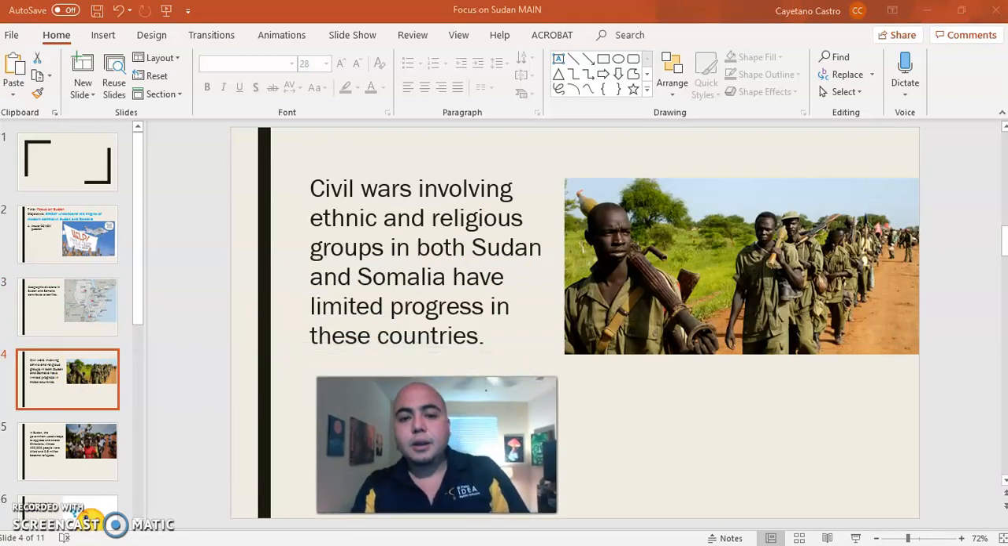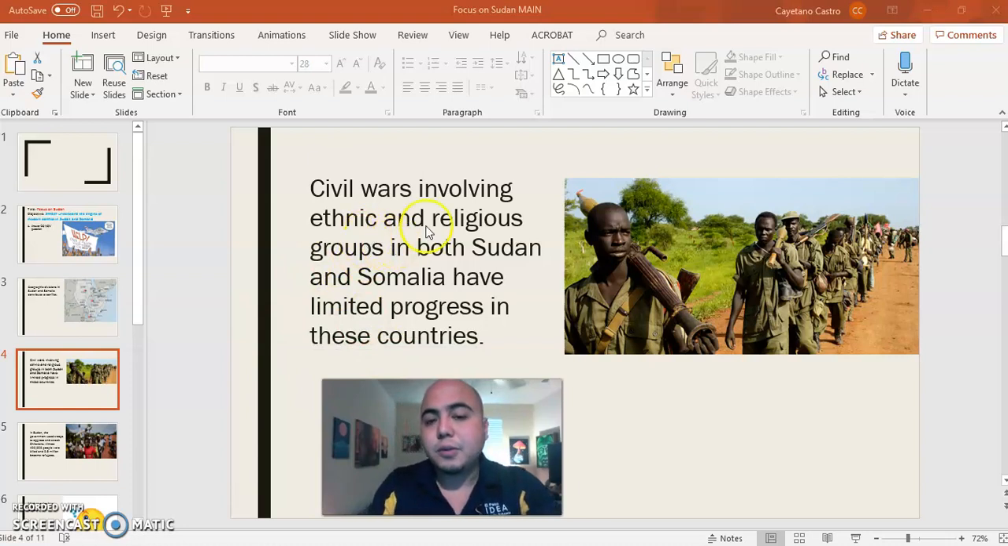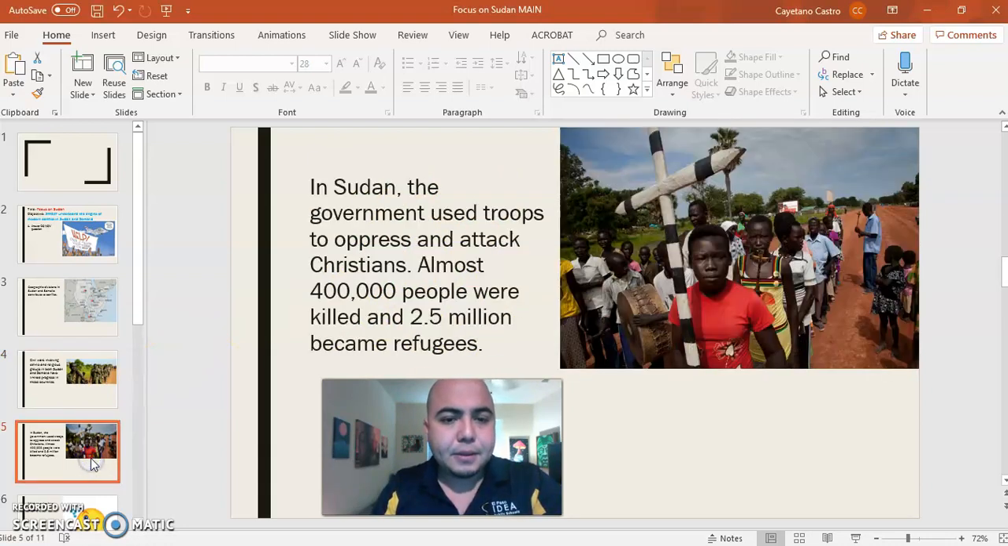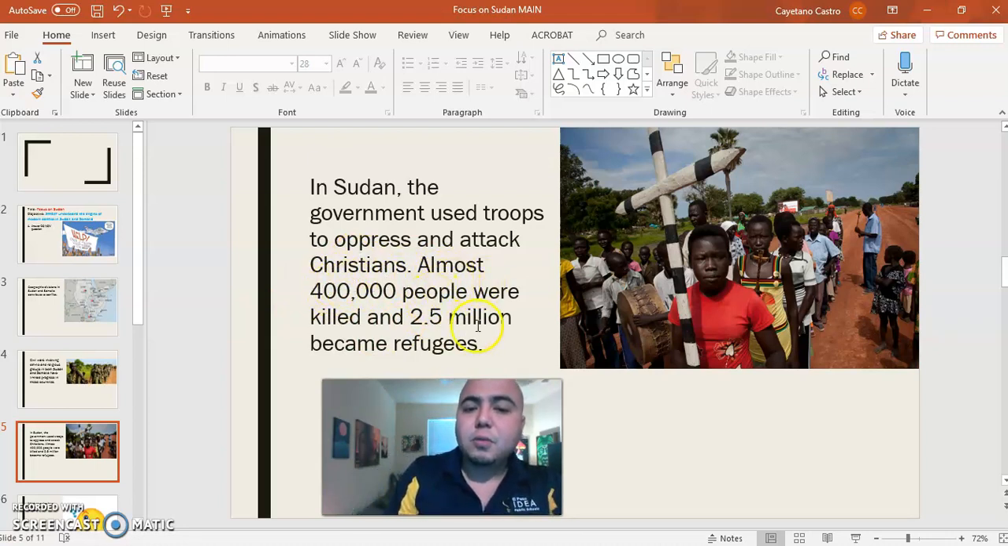Civil wars involving ethnic and religious groups. Religion is what religion they're practicing, so we have Islam and Christians having the biggest conflict between those two sides. Ethnic means groups of people that have different culture traits. Civil wars involving ethnic and religious groups in both Sudan and Somalia have limited progress in these countries. In Sudan, the government used troops to oppress and attack Christians. Almost 400,000 people were killed and 2.5 million became refugees. Remember, a refugee is somebody forced off their home due to conflict or natural disaster.